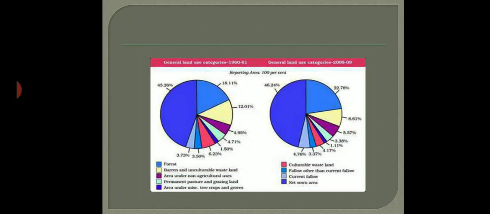The pattern of net sown area varies from one state to another. It is over 80% in Punjab and Haryana. We all know these are highly agricultural states. It is less than 10% in Arunachal Pradesh, Mizoram, Manipur and the Andaman and Nicobar Islands.